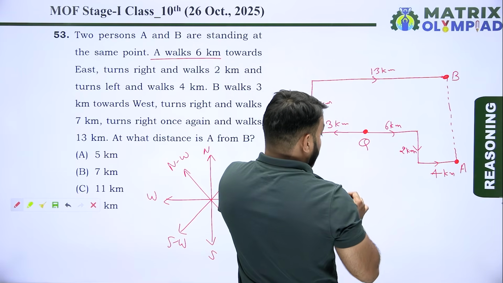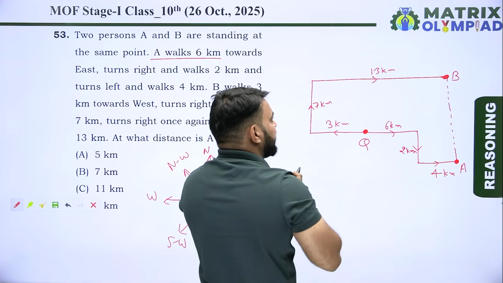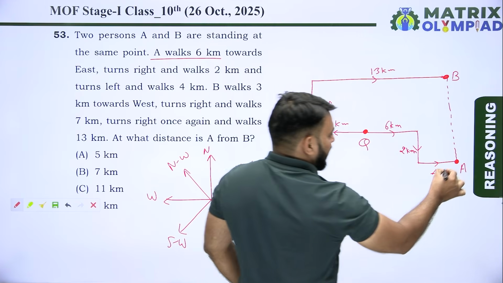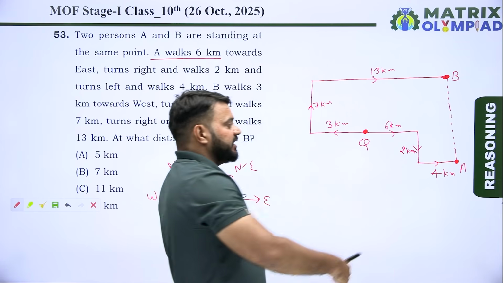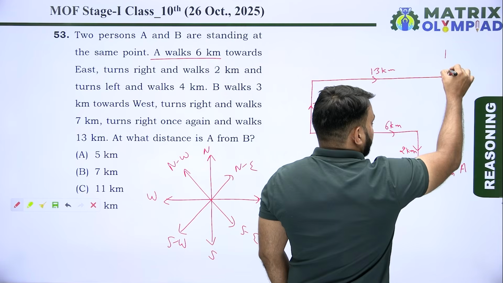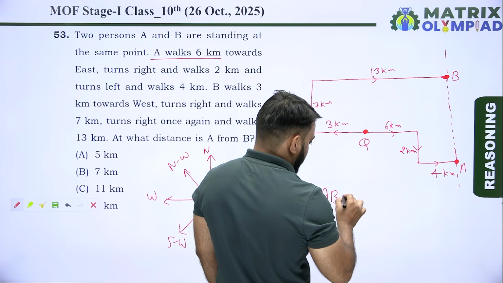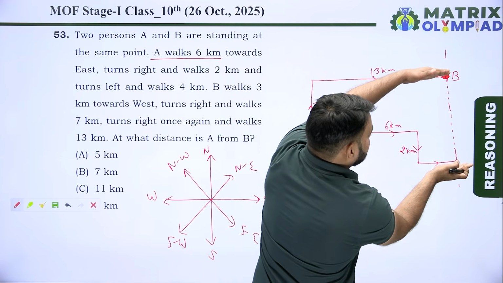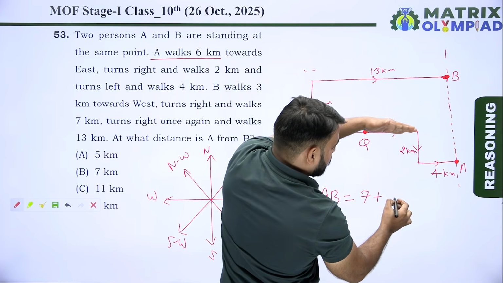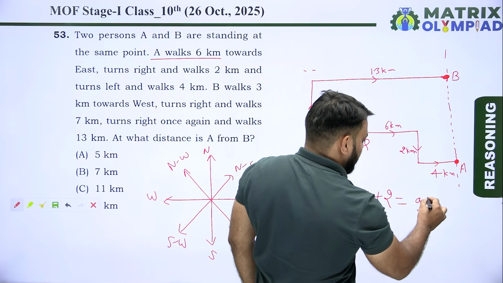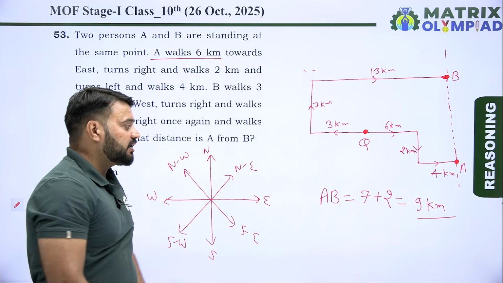इट मीन्स टोटल 13. एंड इस पॉइंट से इस पॉइंट की डिस्टेंस भी है 13. सो इट मीन्स A and B आर ऑन द सेम स्ट्रेट लाइन. A की स्ट्रेट लाइन पर है A और B. नाउ फाइंड द डिस्टेंस बिटवीन A and B. सो A और B की डिस्टेंस हो जाएगी 7 plus 2. 7 plus 2 इट मीन्स 9 किलोमीटर. सो A और B के बीच की डिस्टेंस 9 किलोमीटर हो जाएगी.